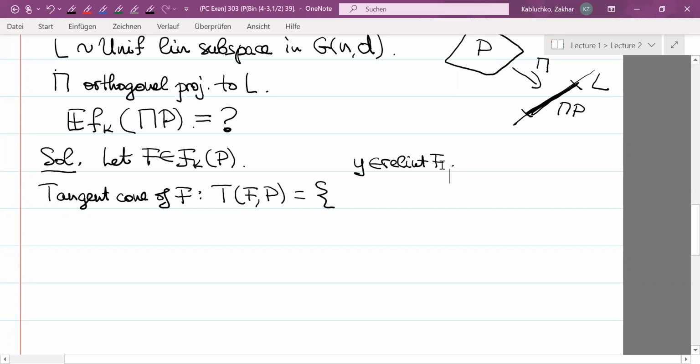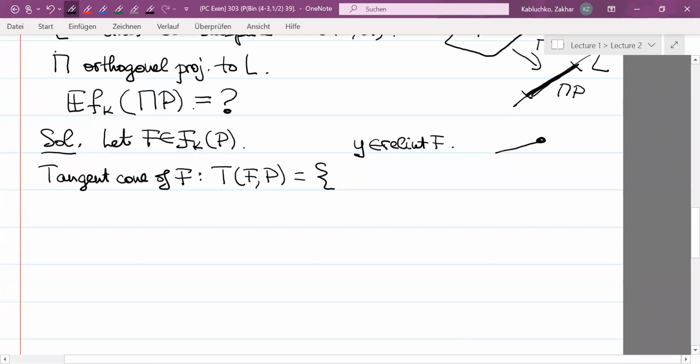So it is in F, but not in a face of small dimension. And now imagine that this is F, and this is our polytope, maybe this one, and we are somewhere here. This is y, and then we look in all possible directions. And some of these directions look inside P. These directions form a cone, and it is called the tangent cone.